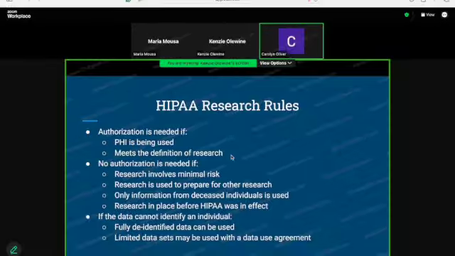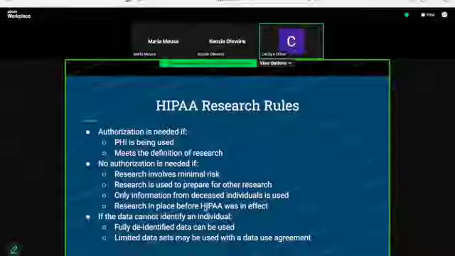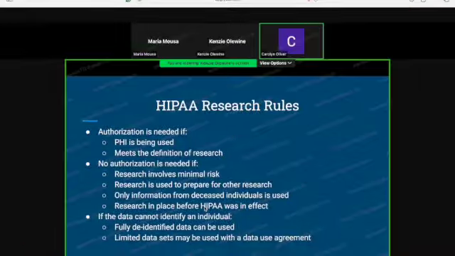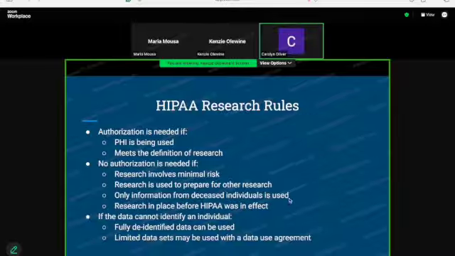You don't need HIPAA authorization if the research involves minimal risk, and by risk, they mean risk of information being breached. You also may not need it if research is used to prepare for other research, so if this is just leading to another project. Authorization may also not be needed if information from deceased individuals is used, but there does have to be confirmation that the individuals whose information is being shared are actually deceased. And then if the research was in place before HIPAA was in effect.